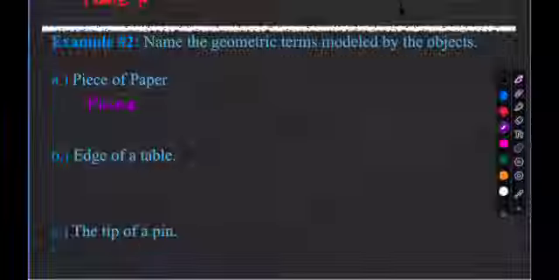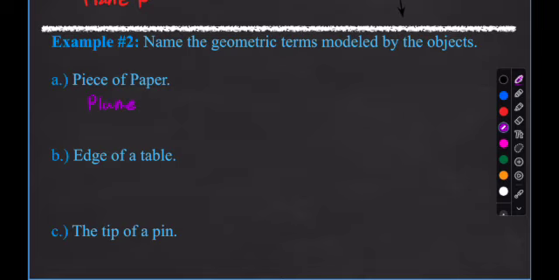An edge of a table. So we have tables here. If you look on the edge, what do you think that would be? If we just have this edge of this, that would be a line. So that would be a line right here. And if we wanted a tip of a pin, that would be a point.